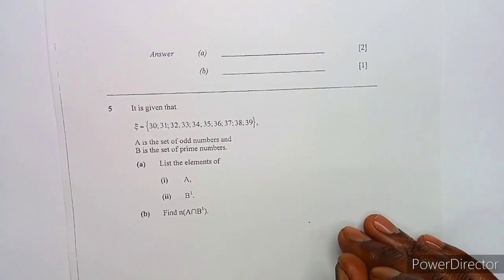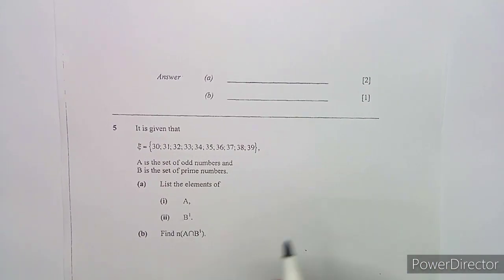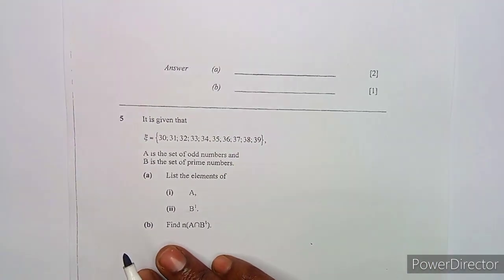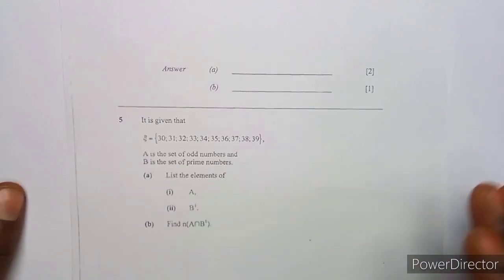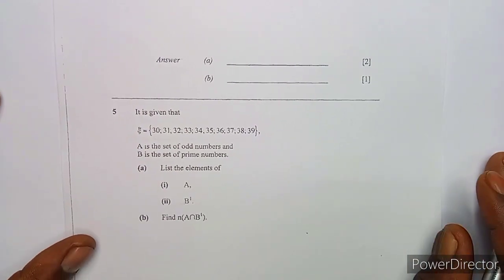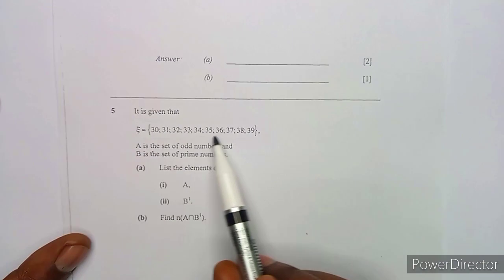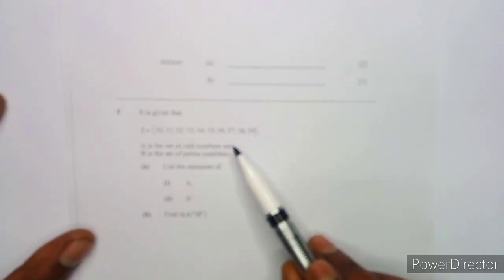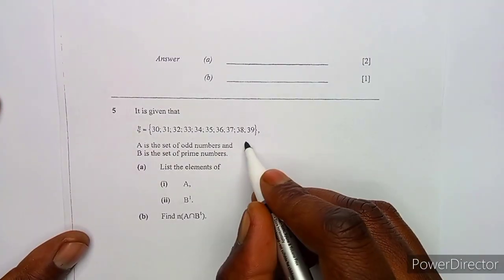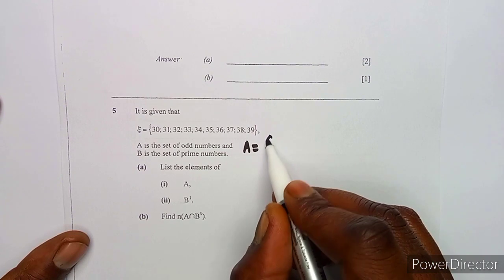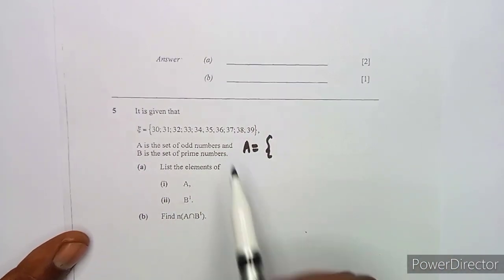And we are given, on number 5, a set of numbers that is our universal set. As you can see, in the universal set we are given elements 30 up to 39. Then we are given that A is a set of odd numbers, so it is best, whether they asked you to list it or not, for you to list that A down, which is the list of odd numbers.